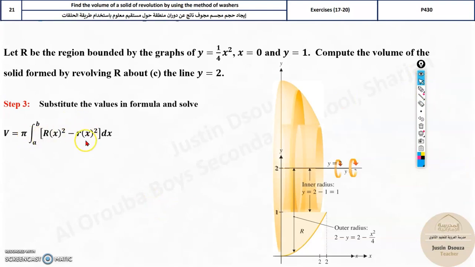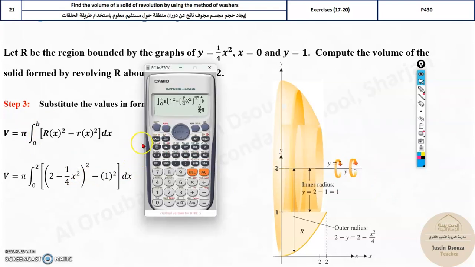Now then, use the formula. The outer radius square minus the inner radius square into dx. Write the formula appropriately. Then write the limits 0 to 2. And now just put in the calculator. You will get the answer. That is over here. Open the bracket. Make sure you close the bracket and open the bracket properly because we had a mistake just a while ago. And over here 2 minus 1/4 x squared, close the bracket and square it, minus 1 squared.